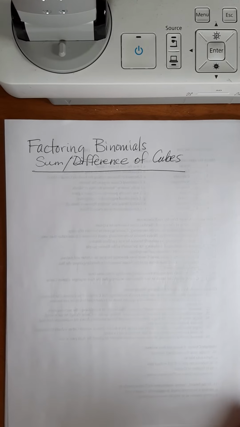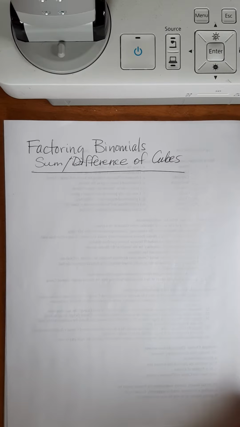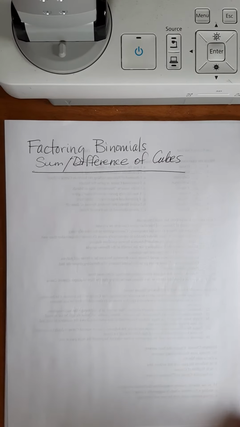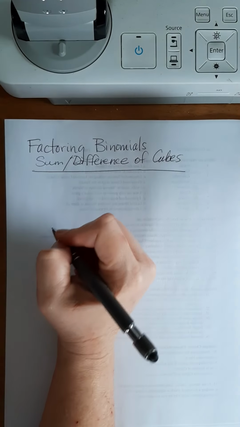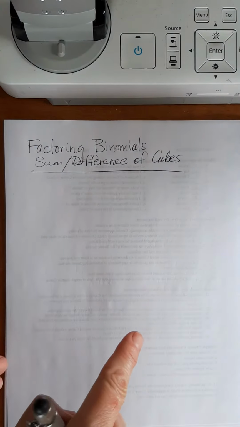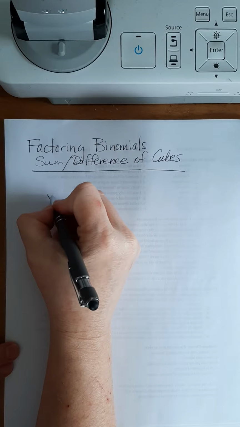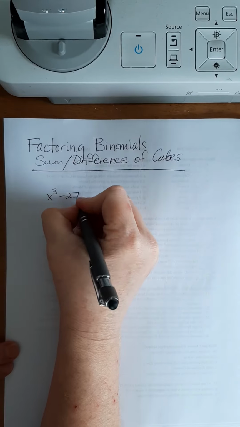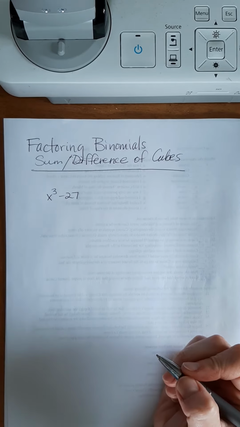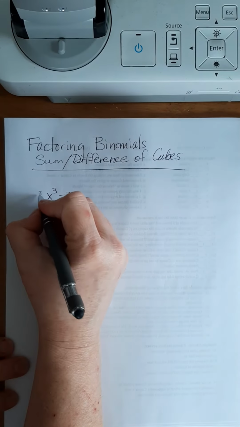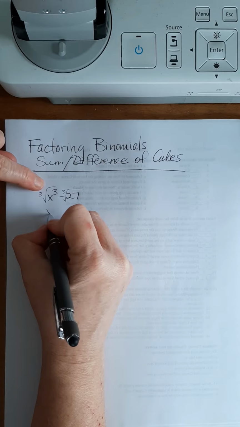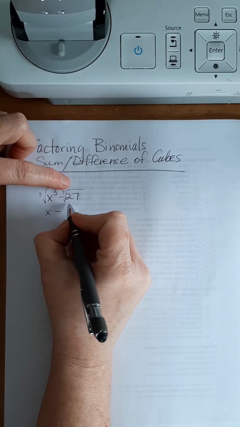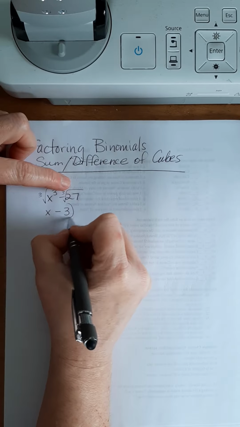Today's lesson is going to be factoring binomials, sum and difference of cubes. And remember, binomials are two terms, and just like with difference of squares, difference of cubes, they're both cube roots. Like let's say x cubed minus 27. If you were to take the cube root of each term, that would give you x, bring down the sign, cube root of 27, 3.